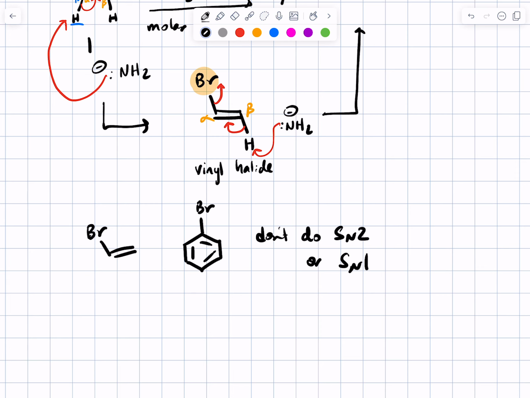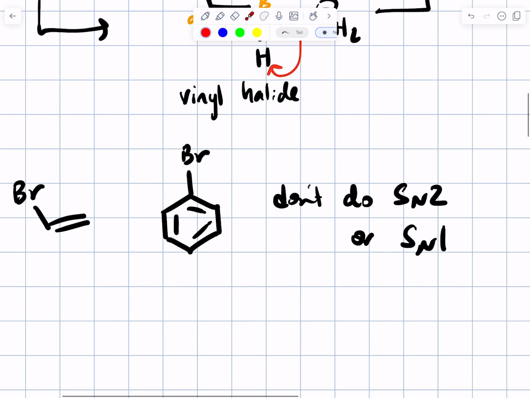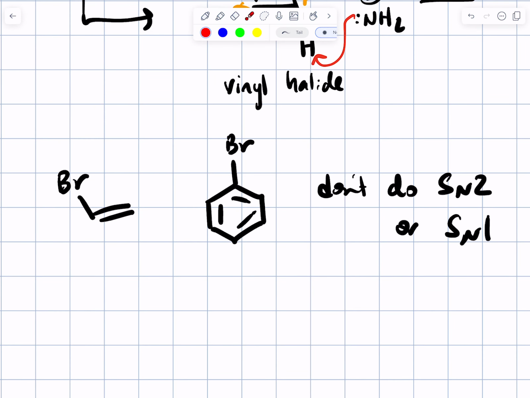There are reasons for why this doesn't happen. We could talk about them, but they're probably not worth our time. They have to do with the fact that, especially with the benzene ring, you can't actually do backside attack. You can't get inside the benzene ring 180 degrees opposite from this bond to attack the sigma star. There are sort of similar steric issues associated with attacking an sp2 hybridized carbon on a vinyl carbon.